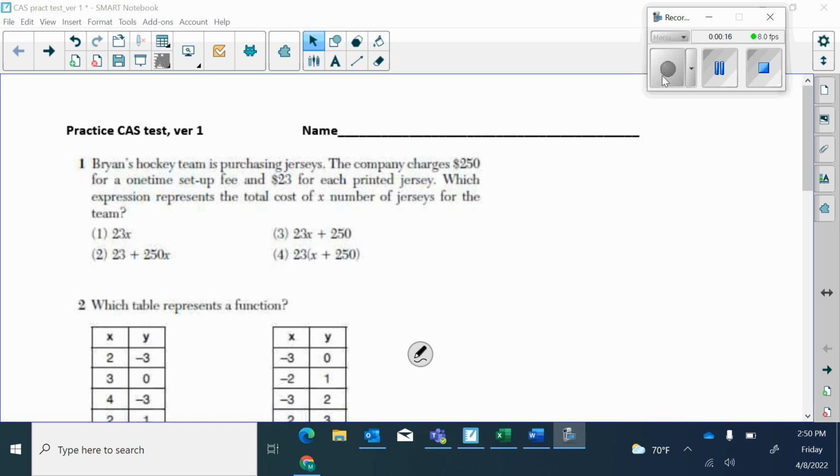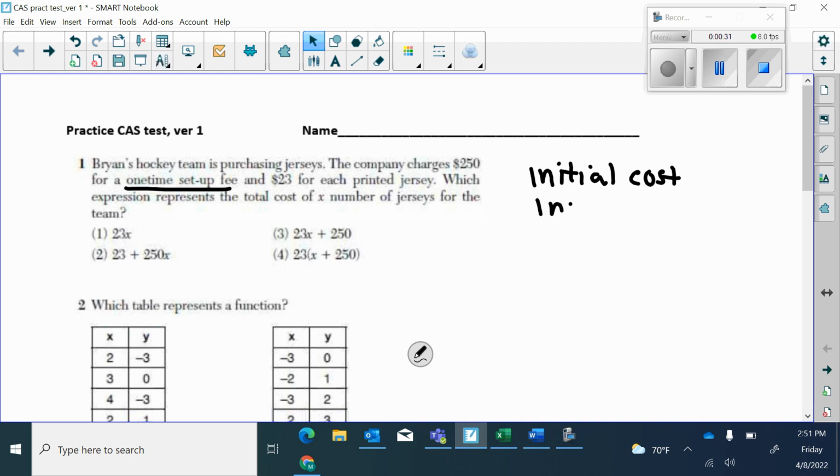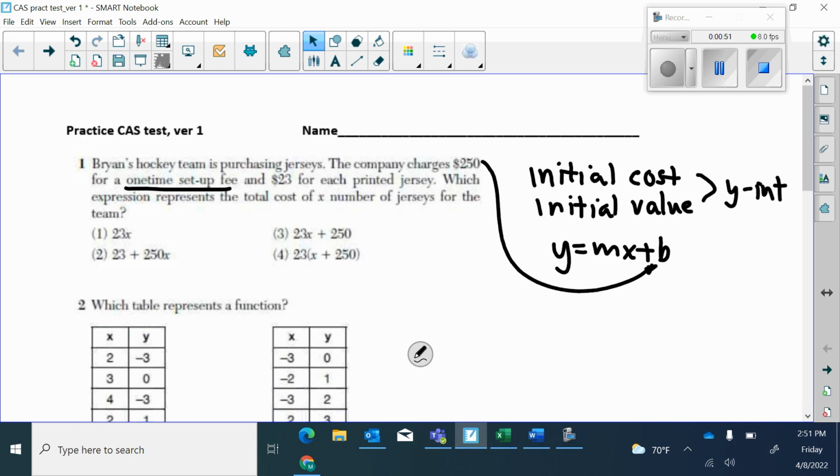All right, Brian's hockey team is purchasing jerseys. The company charges $250 for a one-time setup fee. When you see a one-time setup fee, you could also see an initial cost. You could also see the words initial value. Those are all referring to the y-intercept, which in our equation, from slope-intercept form, is b. So therefore, 250 is the b.